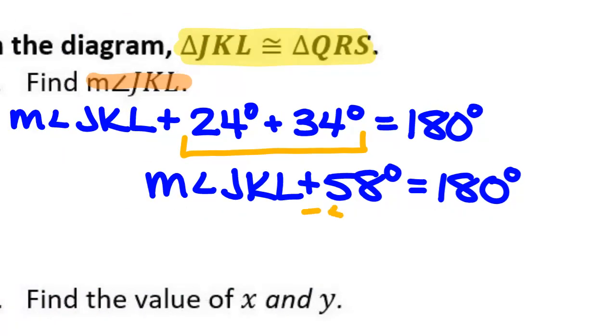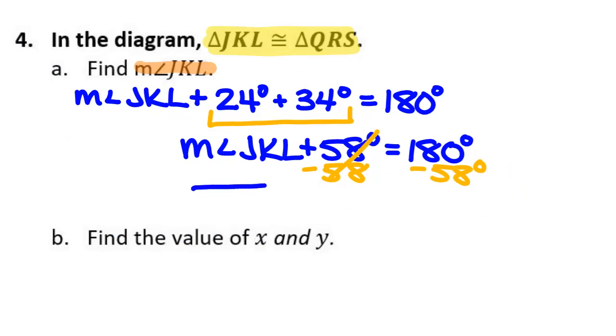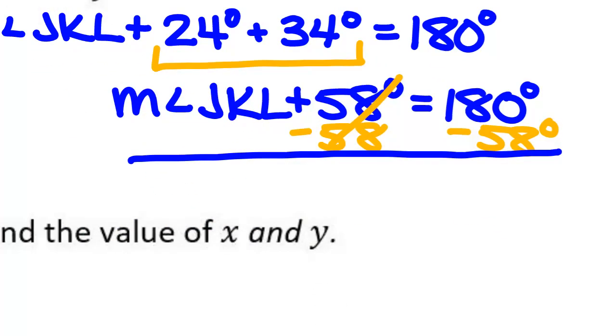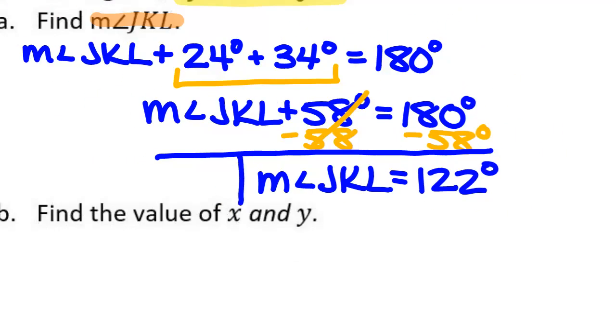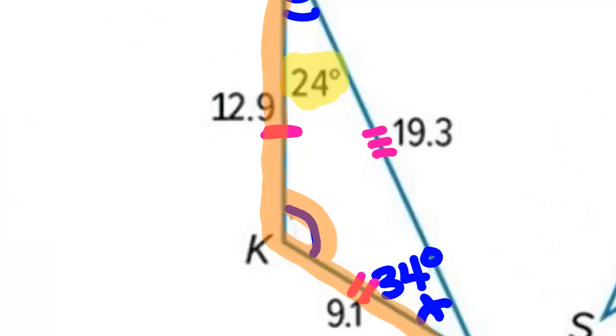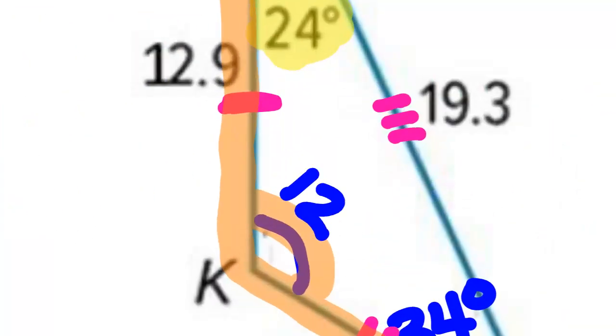Then I'm going to subtract 58 degrees from both sides. What is 180 minus 58? 122 degrees. So the measure of angle JKL is 122 degrees. I'm going to go ahead and add that to my picture also. This is 122 degrees.